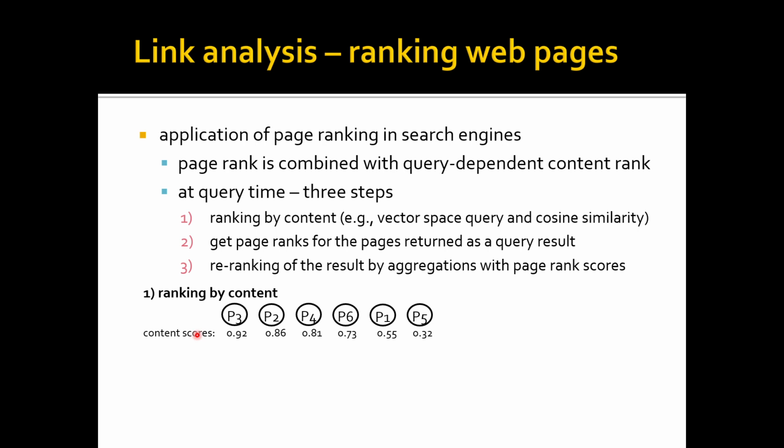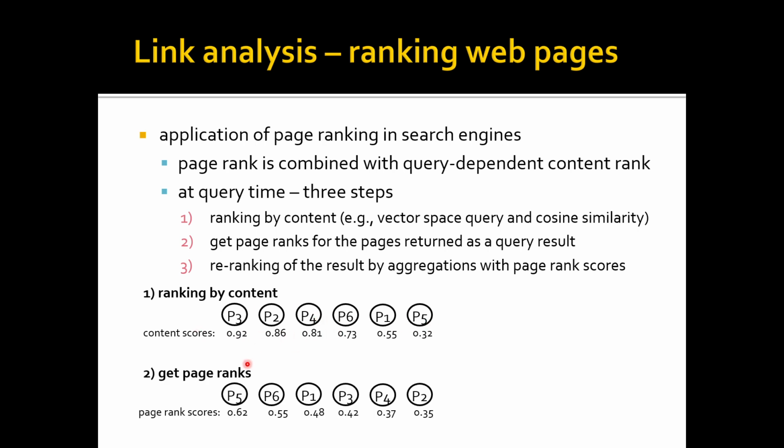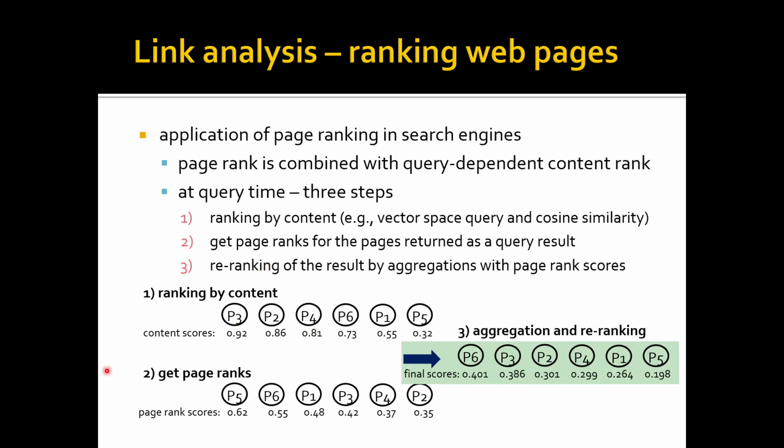and these are decreasing. And then we have page ranks that are independently obtained for the same set of pages. We have the same set of 6 pages. And we can fuse or aggregate these two partial rankings into the final ranking and get the final score. Of course, the aggregation could be done in a number of ways.